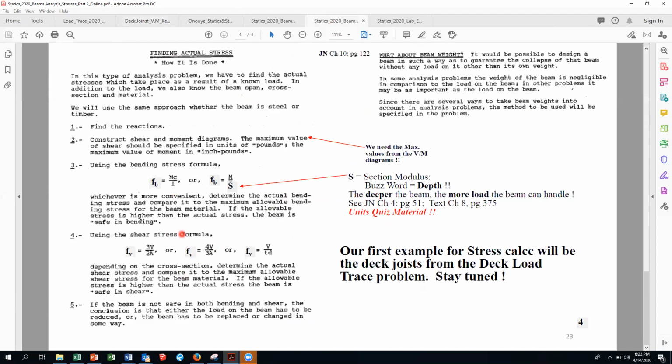So we're going to run the calcs, and that's where I'm going to use my camera. And these are the calcs. Now right here, this FV, which is 3V over 2A, the V is Vmax, and the A is the cross-sectional area. This is for horizontal shear. V over A is for vertical shear. So we're going to talk about horizontal shear. And then we're going to analyze it versus the allowable. We'll talk about that in a minute.